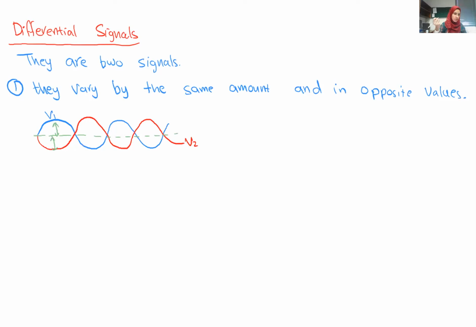And basically, when V1 goes up, V2 goes down. And when V2 goes up, V1 goes down. So they vary with the same amount, but in opposite directions. Okay, so they are 180 degrees out of phase from each other.